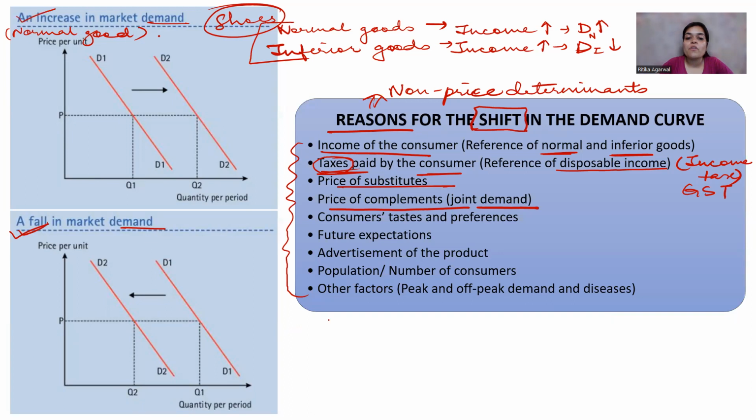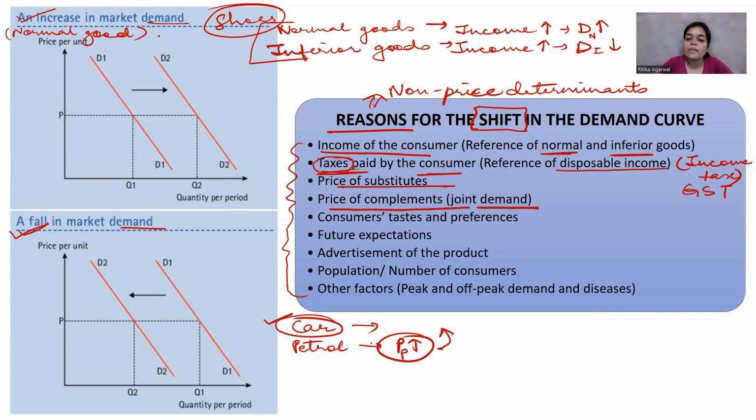Okay, price of complements. Suppose we'll take petrol, car and petrol. These two are complementary goods. So car here, suppose we have a market for car. We are talking about the main market as market for car. Now considering petrol, suppose the petrol prices increase.